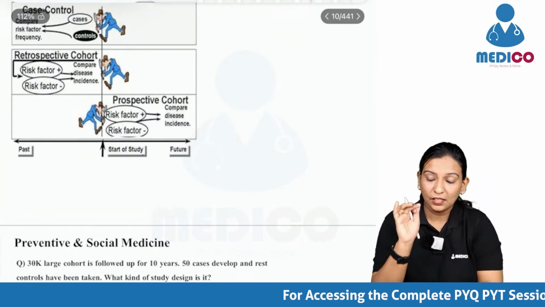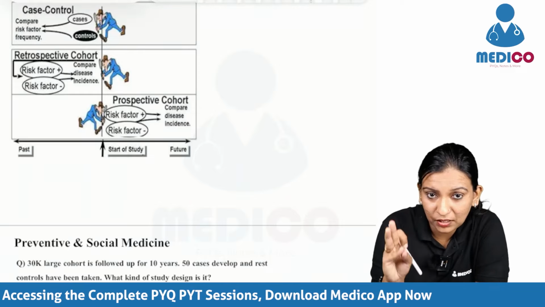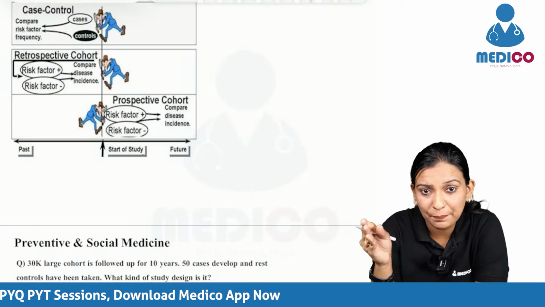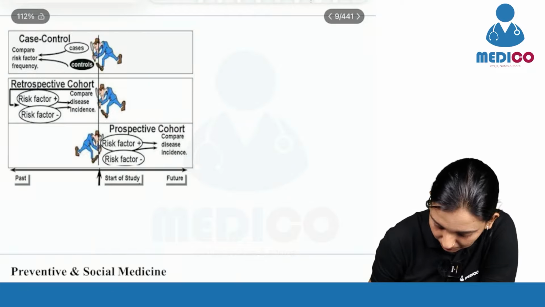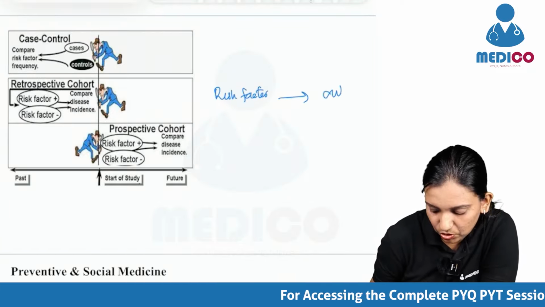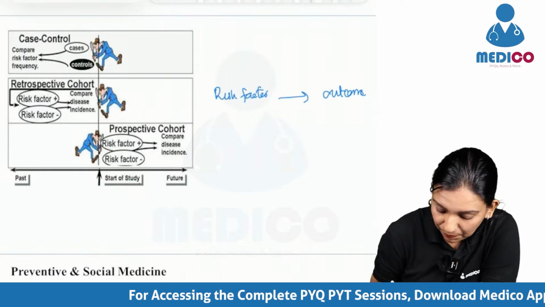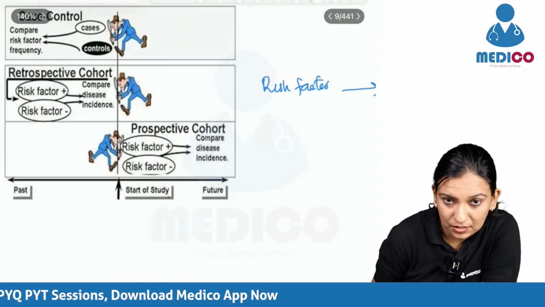So now, in cohort studies, we have three different types, which are the retrospective cohort, prospective cohort, and ambispective cohort. So always remember, in cohort studies, you always go from the risk factor to the outcome. There should be no confusion in this. In prospective studies, just see this part. You have retrospective and prospective studies explained in this diagram.